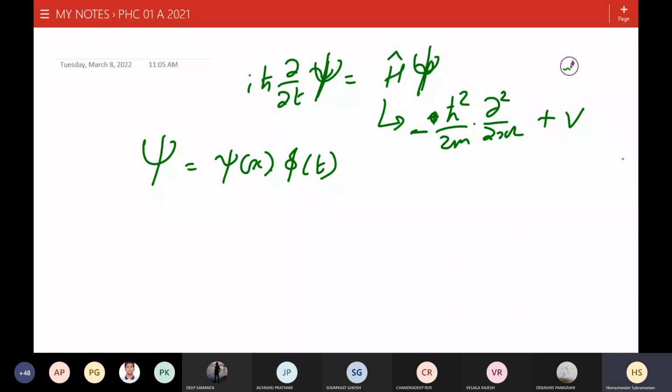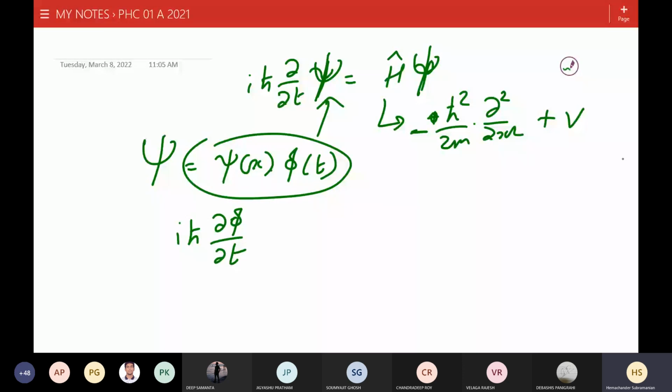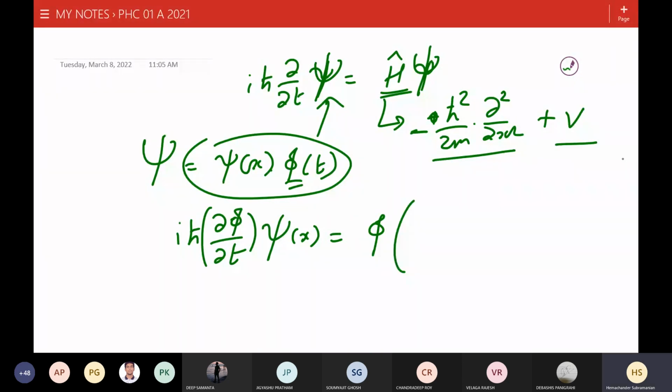So what I'm going to do is substitute this for the capital psi there. So it's i h bar dou phi by dou t, because phi is just a function of t, and psi is a function of x, and H is all a function of x. There is no t on that side, so you can take the phi part out, and then minus h bar square over 2m dou square by dou x square plus V acting on small psi.